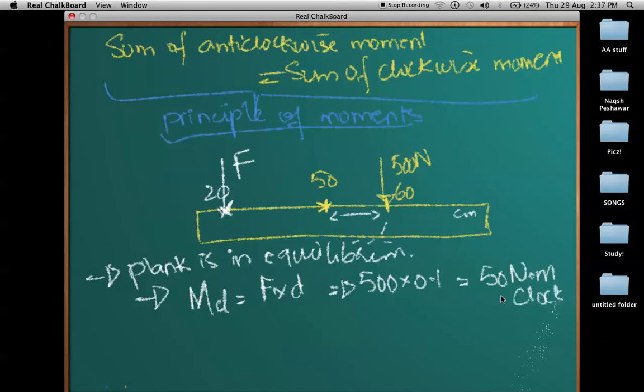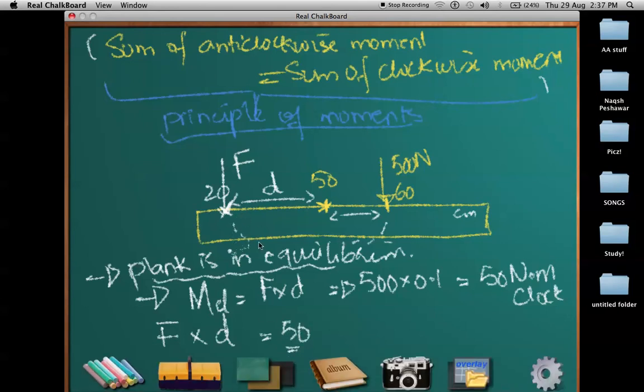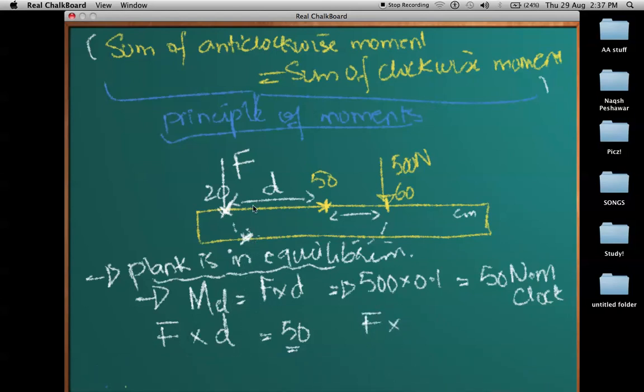This is clockwise. So what I have to do is find out the force which multiplies with this distance and gives me this answer, because then they would be balanced, and if it's in equilibrium, this is our condition. So I would simply write F times D equals 50, because this is what I want to achieve in the anti-clockwise direction. So F is unknown times D, this is 30 centimeters, which is 0.3, equals 50.